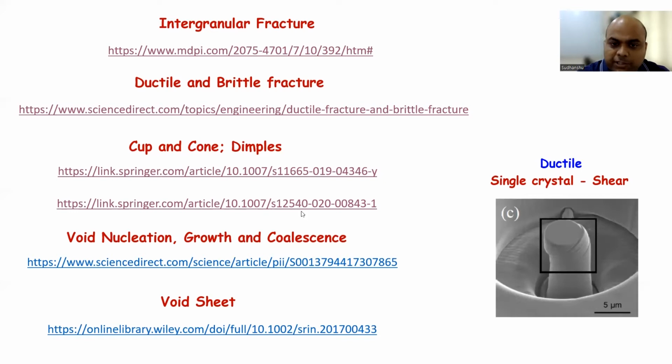The first one, what you see here on the right side, is for a ductile material. This is a single crystal. If you remember, we were talking about this in the first lecture, if I'm correct, that if you are doing uniaxial tension and it is a single crystal, then there will be shear, right? And this is what you observe here. So you see shear along these planes.